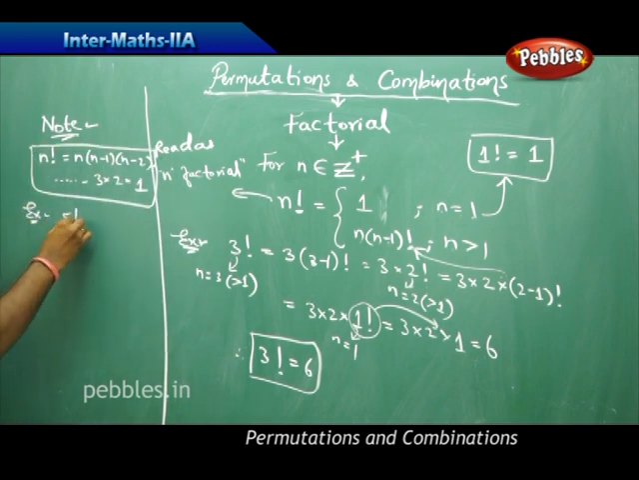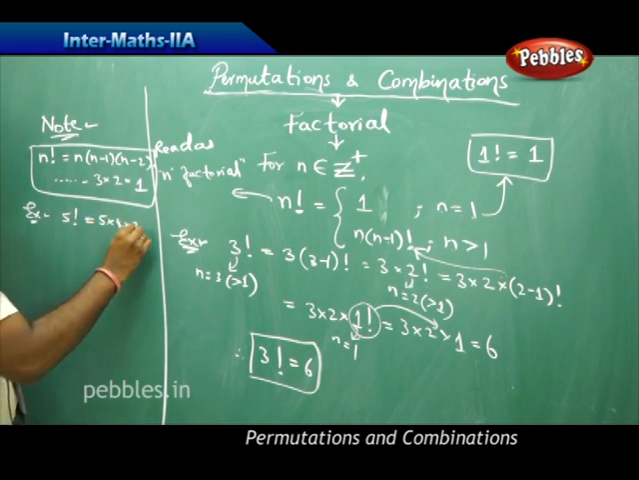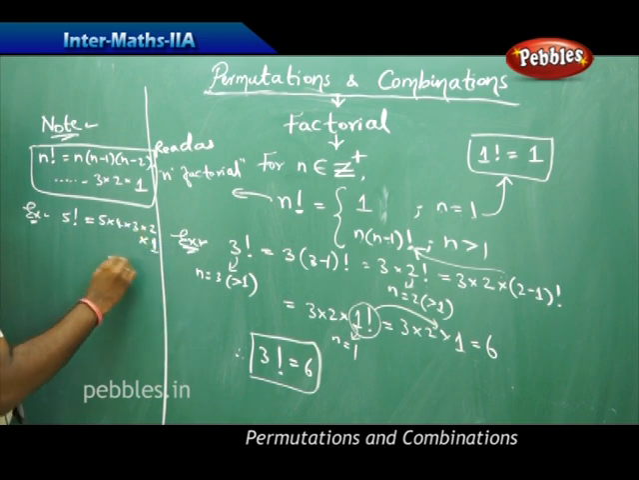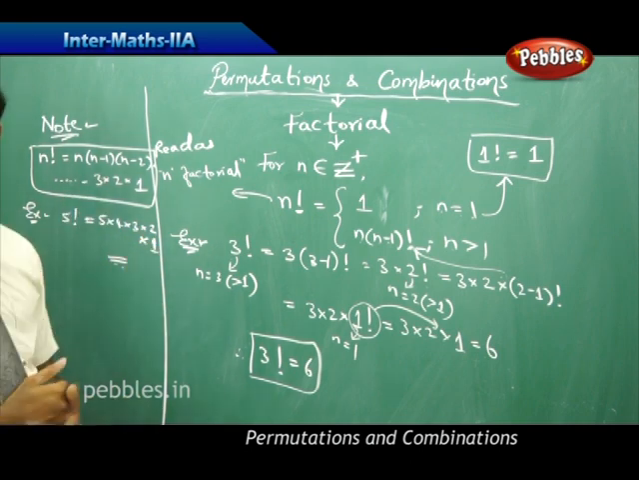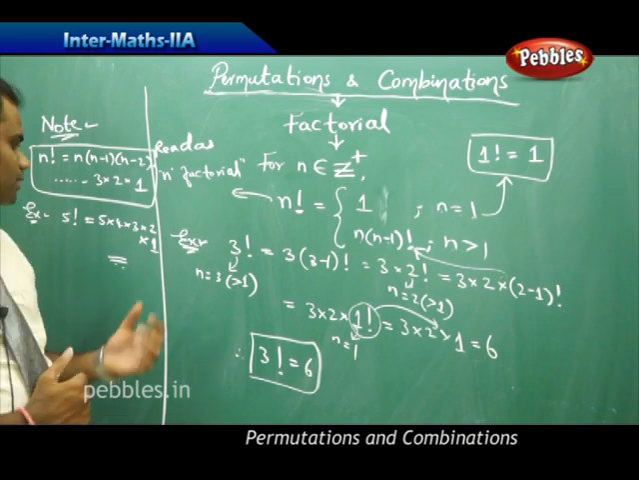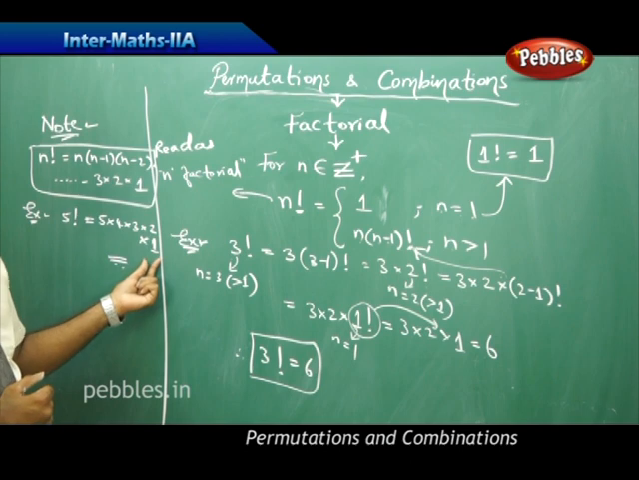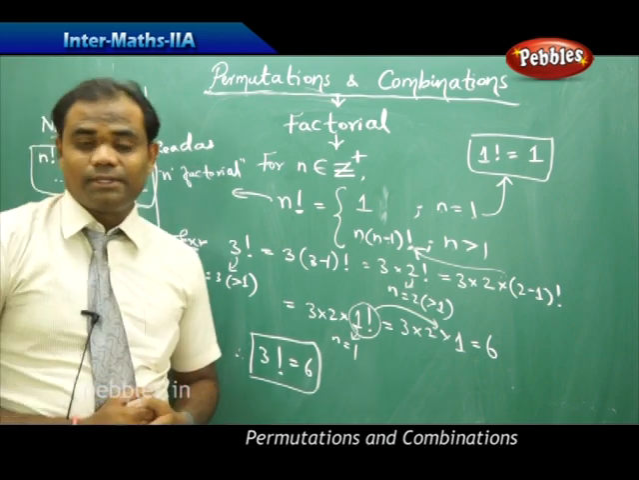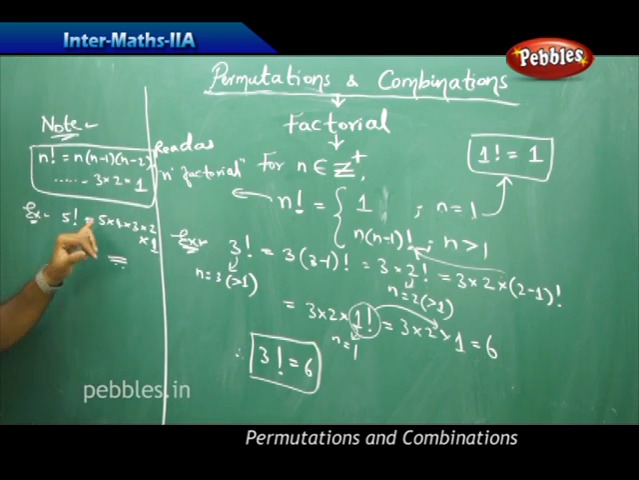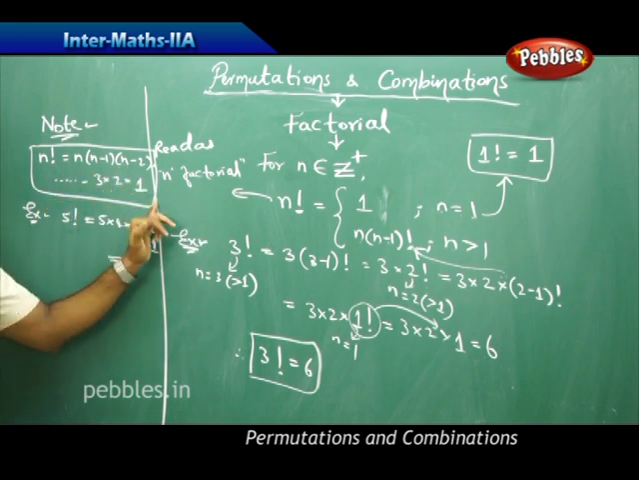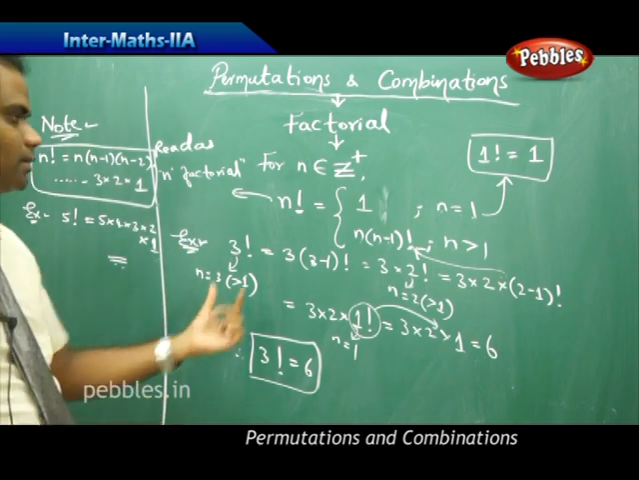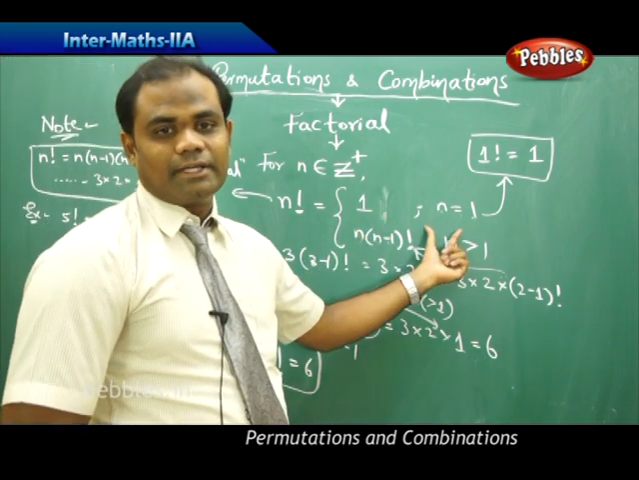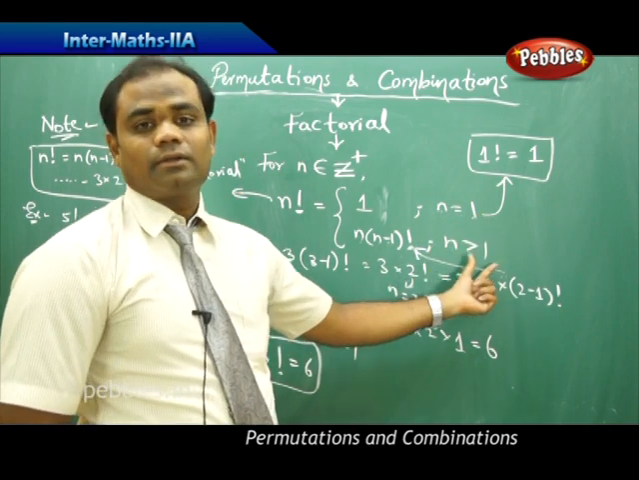That is, when I find 5 factorial, I can directly reduce this as 5, 4, 3, 2, and 1 until I reach 1. So when I find the factorial, I decrease the consecutive numbers in the product until I reach 1, decreasing by 1 unit each time. And hence, 5 factorial is 5 times 4 times 3 times 2 times 1. And n factorial is n times (n minus 1), (n minus 2), down to 3, 2, 1, using the basic definition of case 1, n equal to 1, and case 2, n greater than 1.